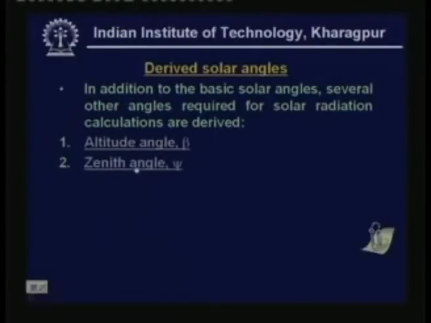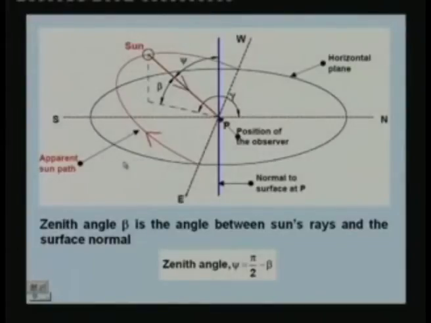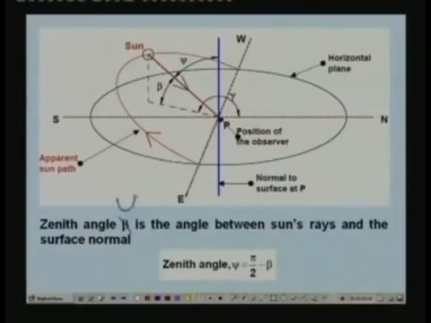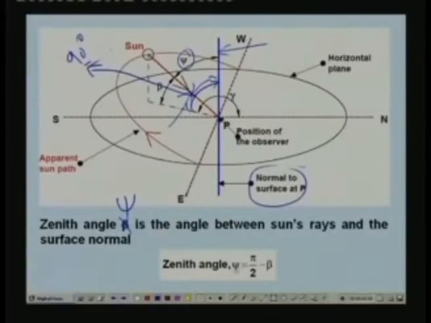The second angle is what is known as the zenith angle. This should have been psi. The zenith angle is given by this symbol, and is the angle between the sun's rays and the surface normal. This is the sun ray, and the normal to the surface at point P is this. So, the zenith angle is nothing but this angle. Obviously, zenith angle plus altitude angle should be equal to 90 degrees. That means the zenith angle is equal to 90 minus beta. So, if you know the altitude angle, you can find out the zenith angle easily.